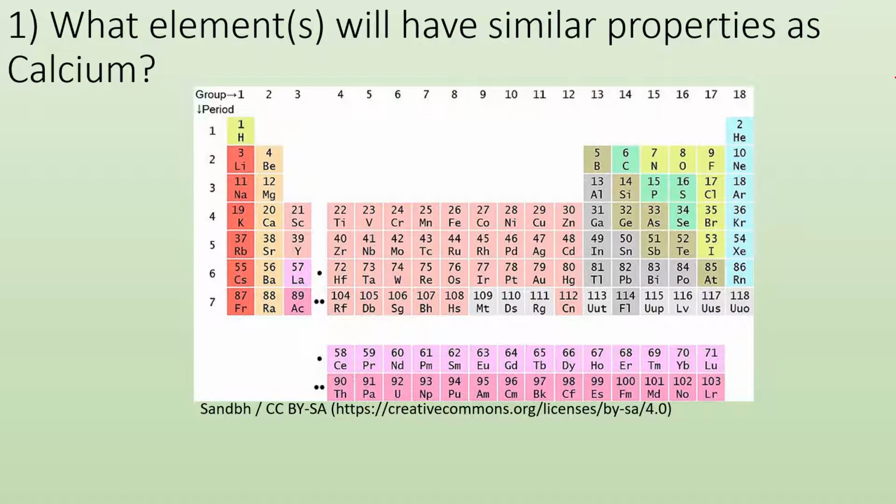What elements will have similar properties as calcium? Well, if we take a look, let's find calcium, right? Now, the periodic table has elements grouped into what they call groups vertically. So what determines which elements are going to be in the same group? It's if they have similar properties. So which ones have similar properties to calcium? Anything in group 2. So it could be beryllium, magnesium, strontium, barium, radium. All those things would have similar properties to calcium.